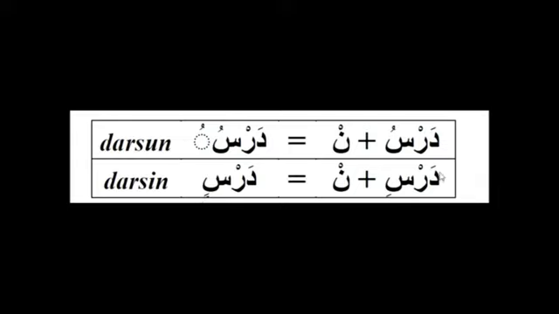Here you can see the dal with the fatha, dar, sin. So this darsin is represented like this. Instead of putting the kasra followed by a noon, for some words they would put just the two kasras below the sin, and that would represent in. Darsin.